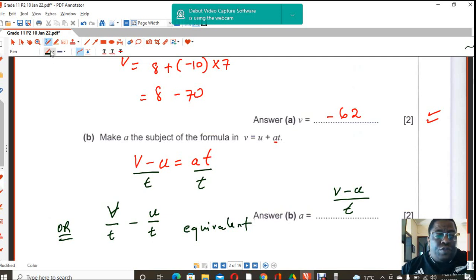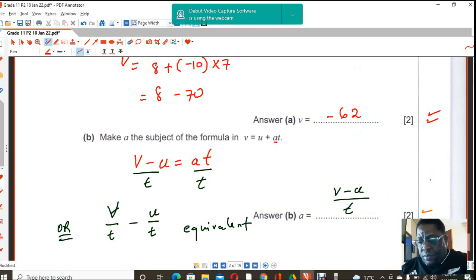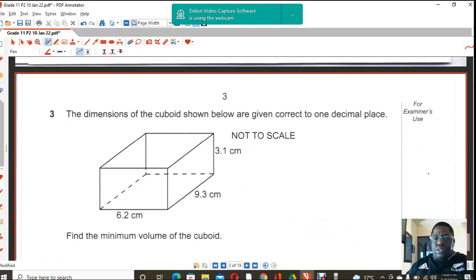Okay, so just remember, you are not writing in this margin here. This margin is where we are marking. Okay, right? So you don't have to write that. Okay, so let's go to question 3.